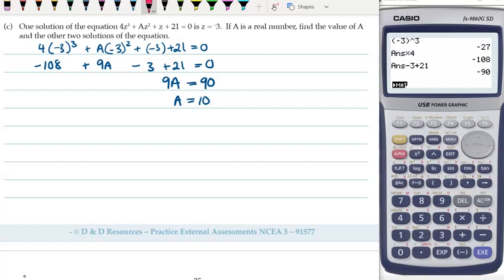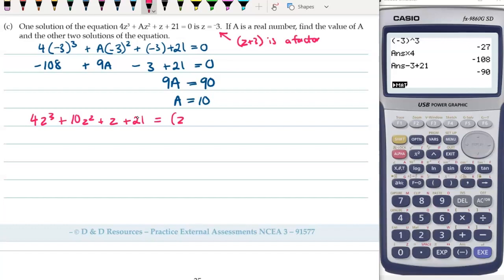Now for the next part, let's write in what our full equation is, now we know that a is 10. We also know that if minus 3 is a root, then this tells us that z plus 3 is a factor. So we can use that to find the other factor of this polynomial. There's a couple of ways that you can do this. You can do it by inspection, by taking a look. You can use algebraic juggling. You can use long division. I'm going to do it by inspection.